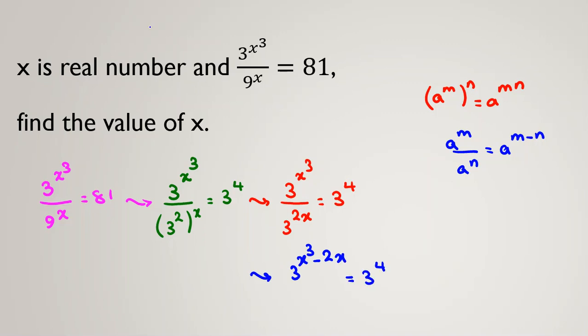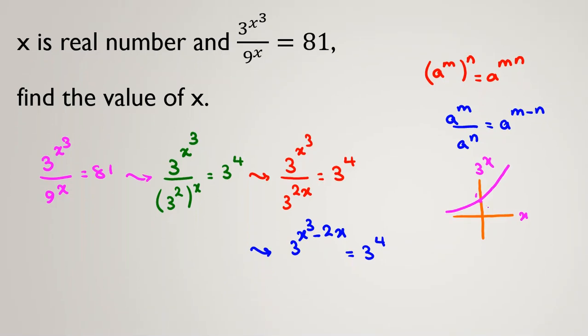If we draw the diagram of 3 to the something, it will be a strictly increasing function. It is 3 to the x, and at x equals 0, it will be 1. Here, it will be something like this. And now, because it is strictly increasing, we can conclude the powers have to be equal. So x cubed minus 2x equals 4. We want to find x, and x is a real number.